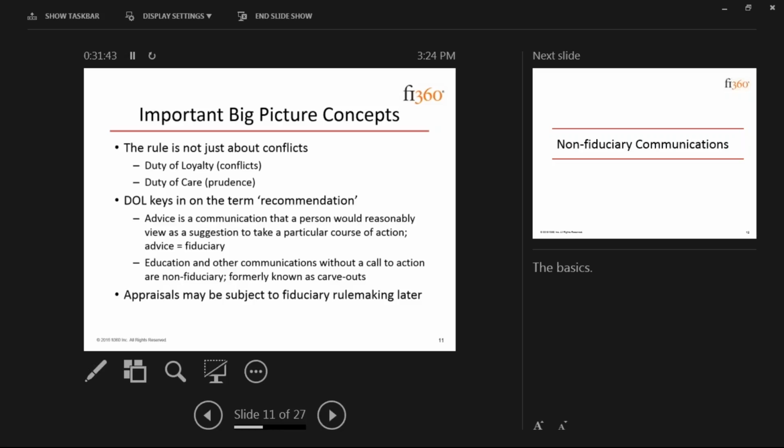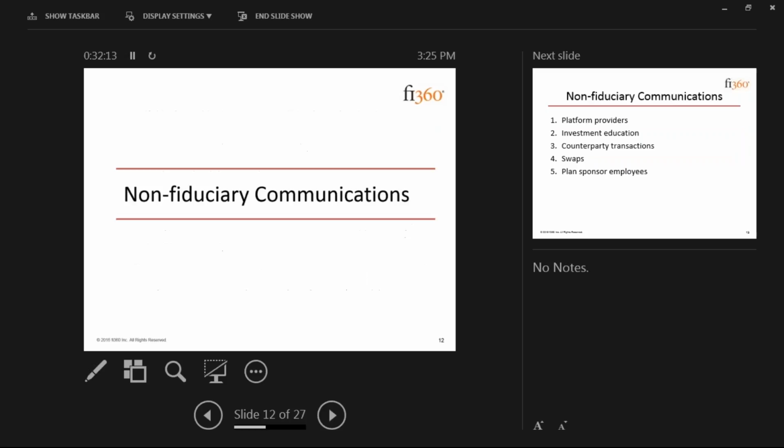Primarily, I believe, because the valuations that are done on property or hard-to-value investments are relied upon by those who are making investment decisions. So I think for that reason, primarily, the Department of Labor thinks that those who do it should be held to a fiduciary standard of care, but they're not going to do it in conjunction with this rule. They're going to revisit that later in a separate rulemaking effort. At least that's what they've indicated. Okay, so non-fiduciary communications.